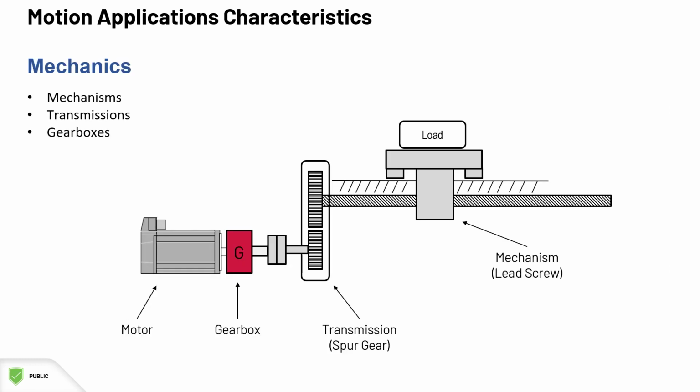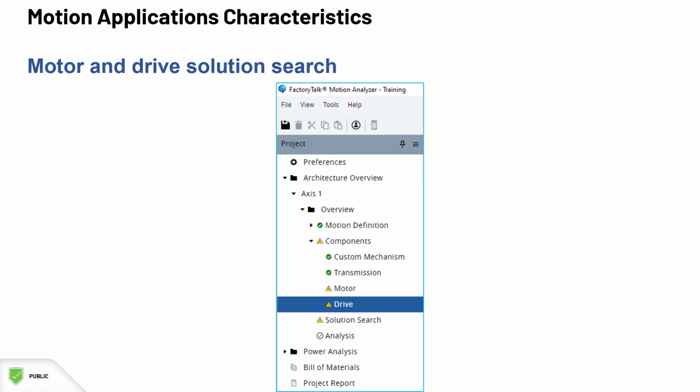Finally, the mechanics are basically everything in between the load and the shaft of the motor. That varies from axis to axis, and they can contain none, one, or more than one of each of the following: mechanisms, transmissions, and gearboxes. Each of these topics will be covered in detail in an upcoming module of this training. Once you have all the data related to the load, motion profile, and mechanics, you are finally ready to look for the best motor and drive combination for your axis.